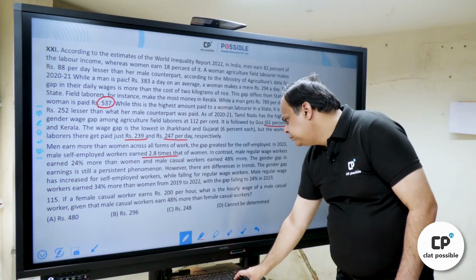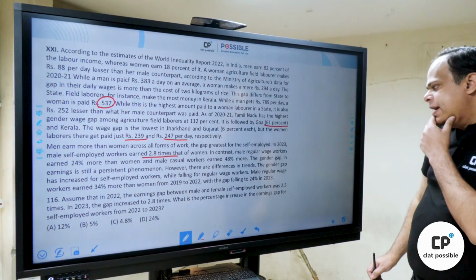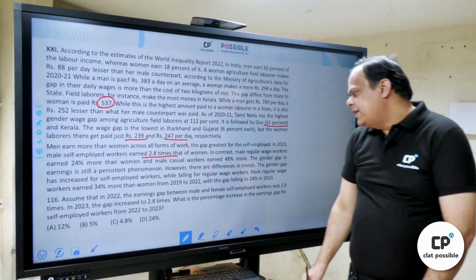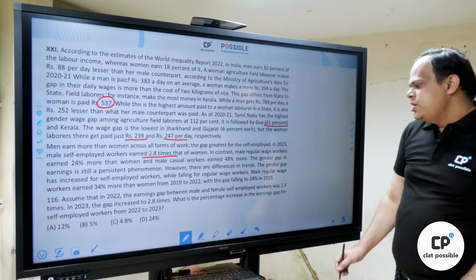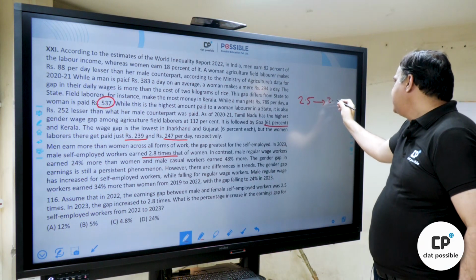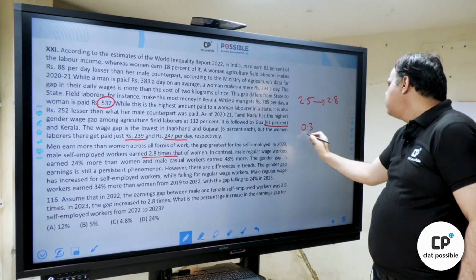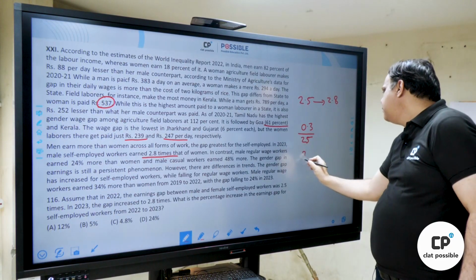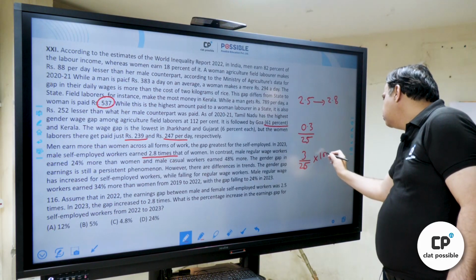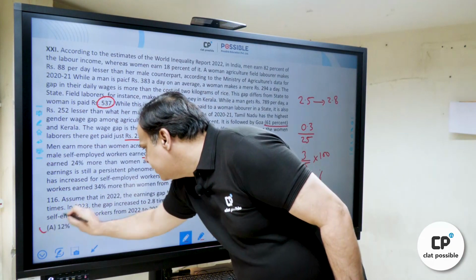Let's look at the next one. Assume that in 2022, the earning gap between male and female self-employed workers was 2.5 times and it changed to 2.8 times. How much is the percentage change? From a value of 2.5, it changed to 2.8. So the percentage change will be the difference of 0.3 on a base of 2.5. This is nothing but 3 by 25, and 3 by 25 into 100 will give you 12%. So our answer will be option A, 12%.